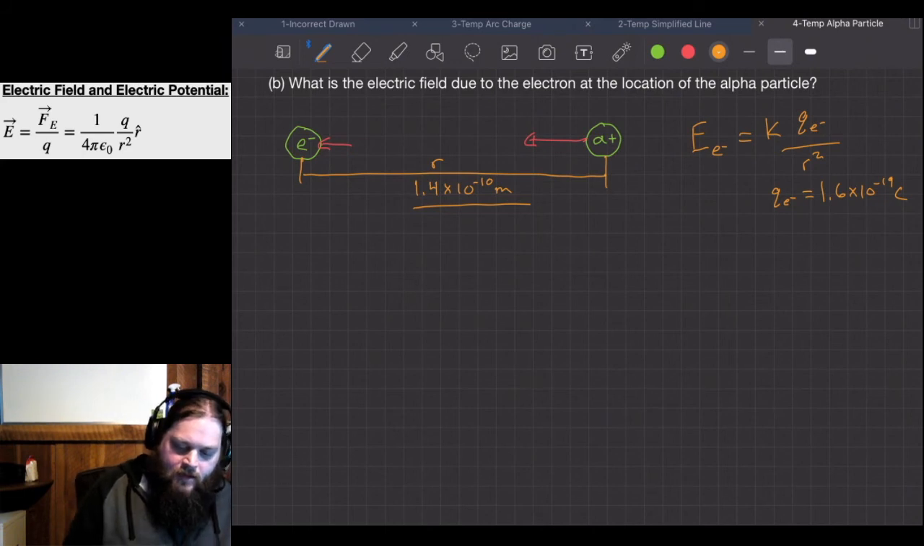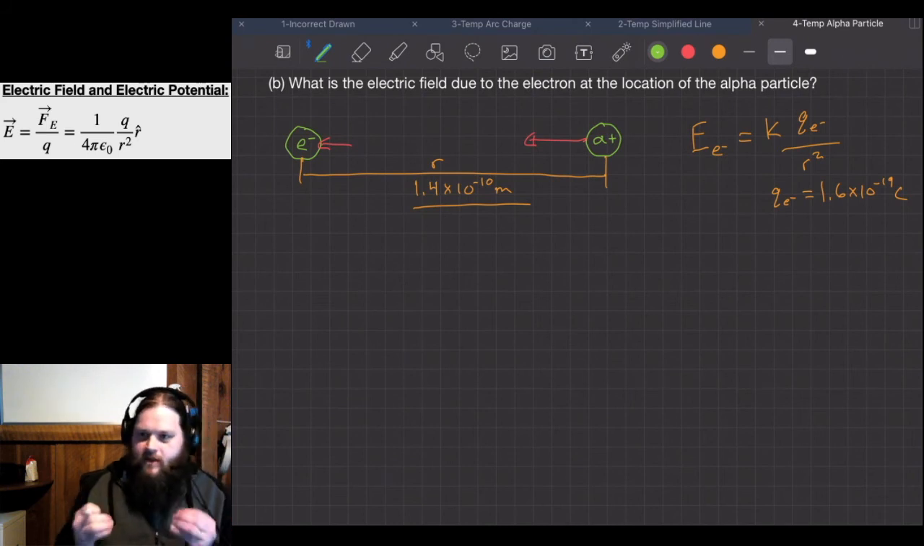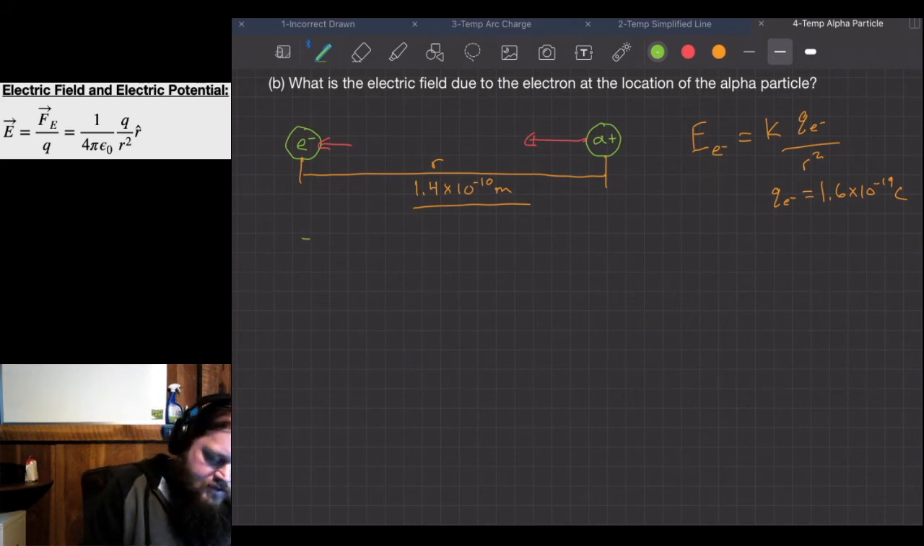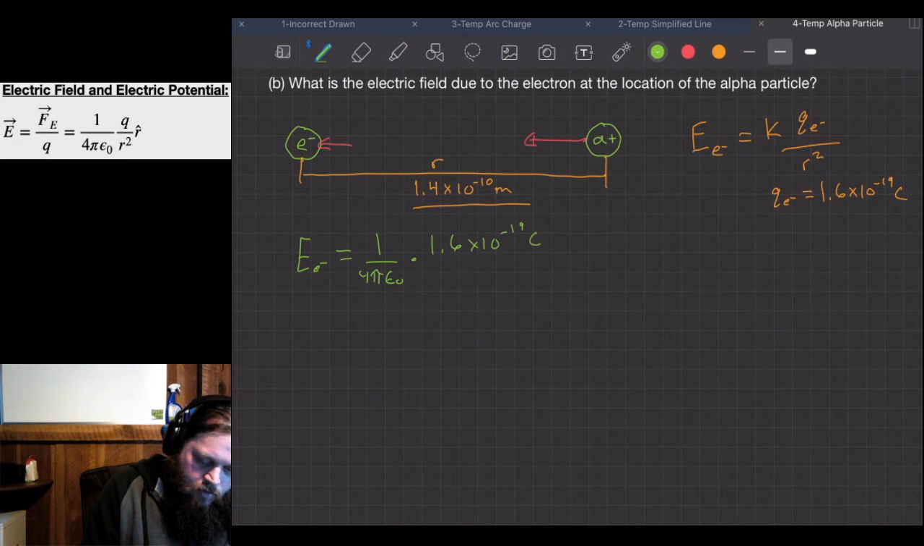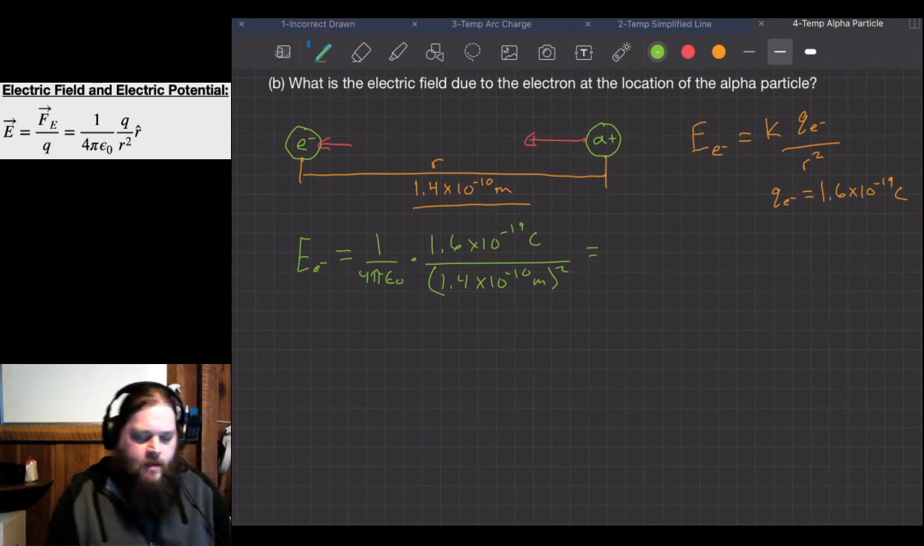So we can plug and play all of this equation at this point. Since we have an equation and we've identified the units that we have, the electric field of that is equal to 1 over 4 pi epsilon naught times 1.6 times 10 to the negative 19 coulombs divided by 1.4 times 10 to the negative 10 meters, and that whole value is squared. And that is going to equal out, we can flip back to our trusty calculator.